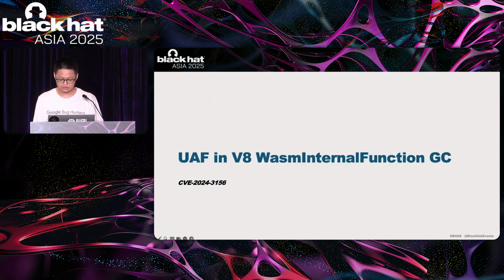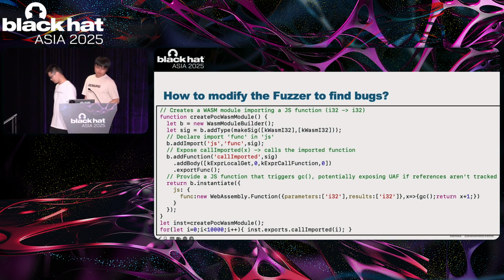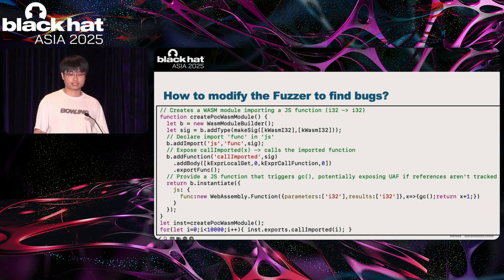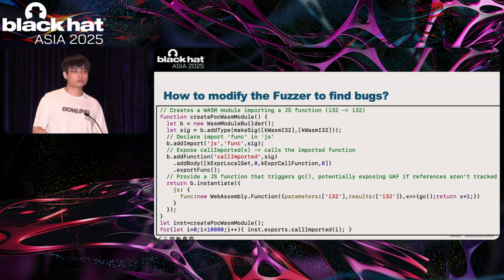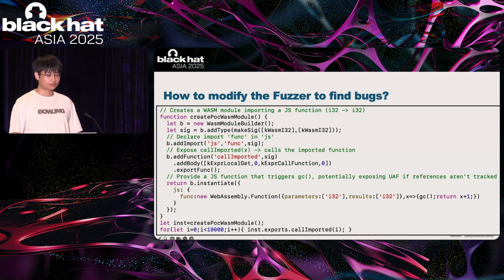Now, we'll turn to another serious security vulnerability related to WebAssembly, the use after free issue in V8's WebAssembly internal function garbage collection mechanism. In our previous analysis, we studied how WebAssembly objects and functions can be exported to JavaScript for direct use. Now turning our attention to the reverse situation, we are focusing on the security risks that arise when WebAssembly calls imported JS functions or objects.